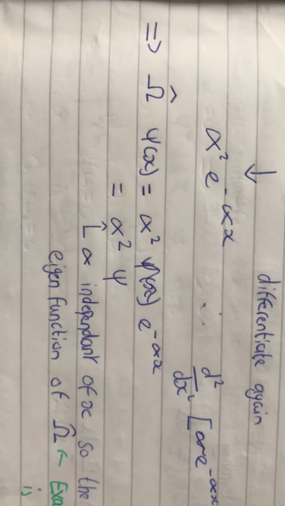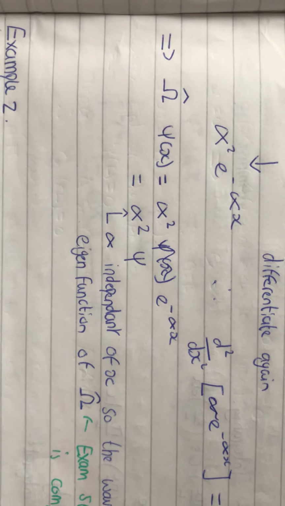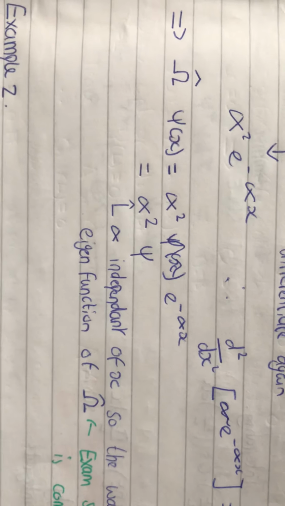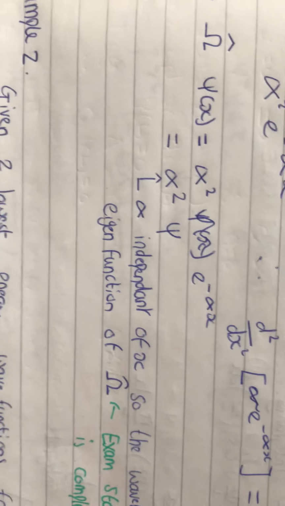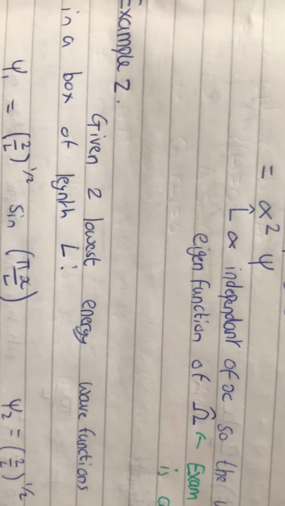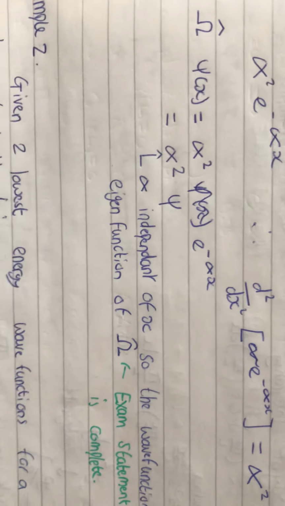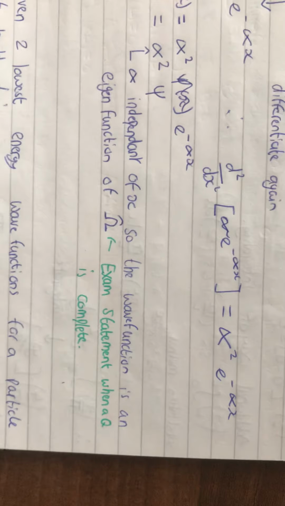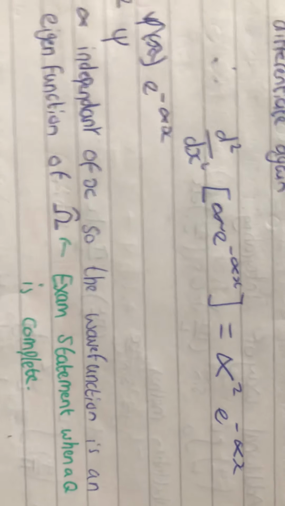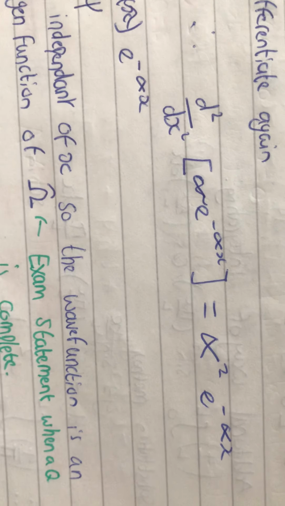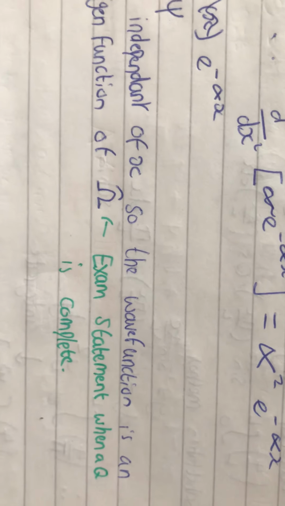So therefore we can say that the operator times the wave function is equal to alpha squared e to the minus alpha x, and that is equal to alpha squared times the wave function. We can say that alpha is independent of x, so the wave function is an eigenfunction of the operator. And this is an exam statement when a question is complete, so it's good to put that right at the end anyway.